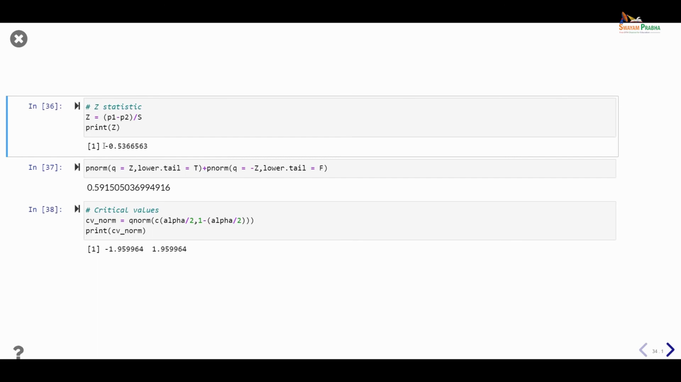Again we have only the Z statistic, so we need to compute the p-value and the critical values. I'm using the function pnorm. To compute pnorm you need to first give q equal to Z and lower tail as true in one case, and in the other case I'm giving q equal to minus Z and lower tail as false. This is how you get your p-value. Similarly, like we've seen earlier, your critical values are obtained using qnorm, and I'm giving the input as alpha by 2 and 1 minus alpha by 2 because it is a two-tailed test, and that turns out to be equal to plus or minus 1.96.